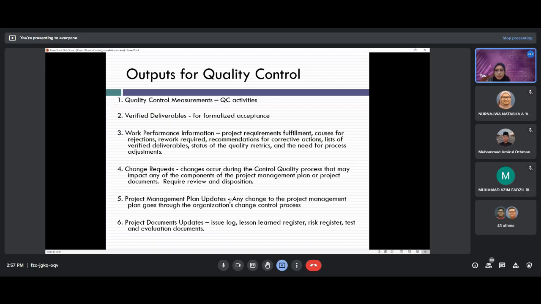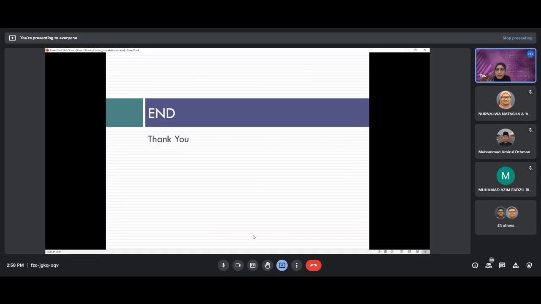Okay, so those are the outputs of quality control. You have inputs, what you need in dealing with the quality control process, and then you have the tools and techniques to use during the quality control process, and you have the outputs. Output means you have the final documents that you need to keep or use in future projects. Okay. So that's all for today's class, which is project control.